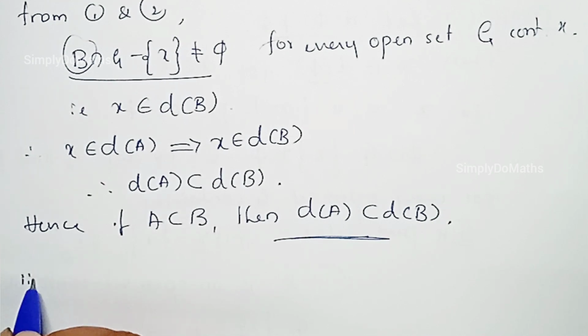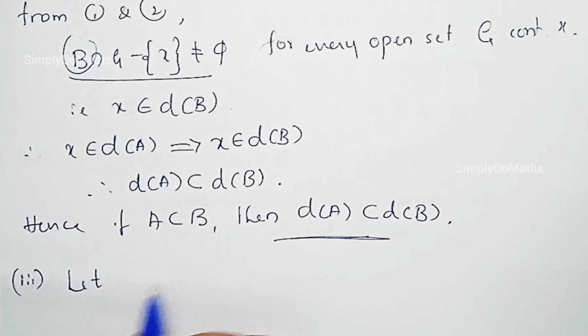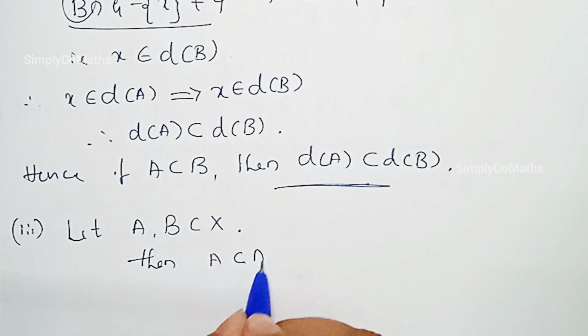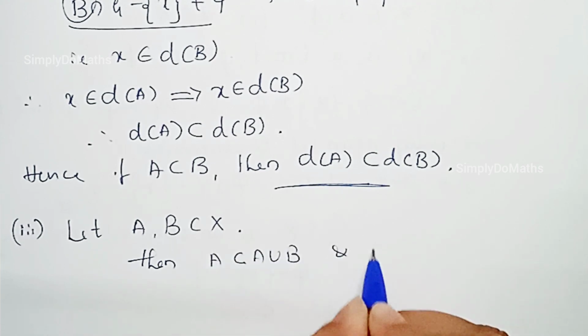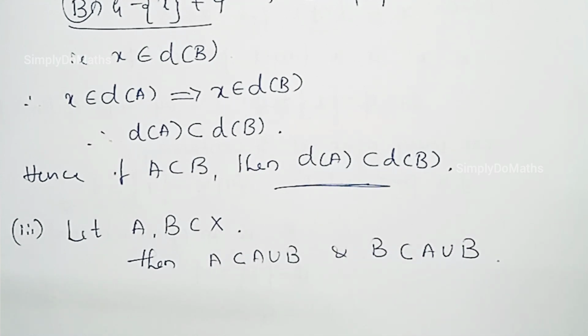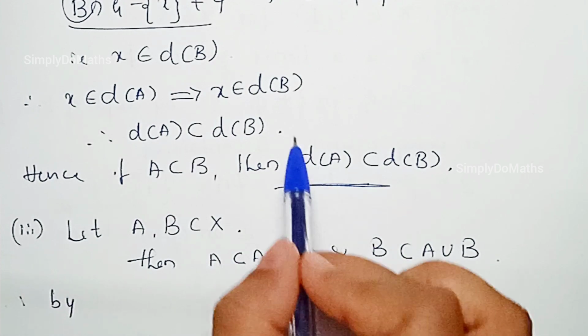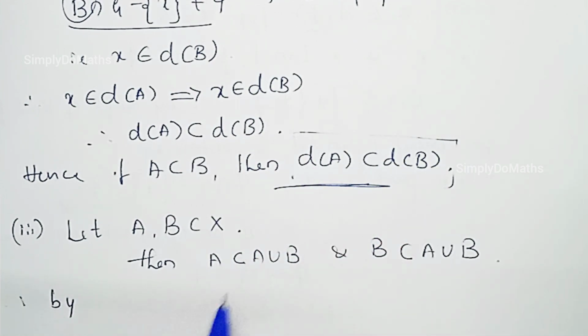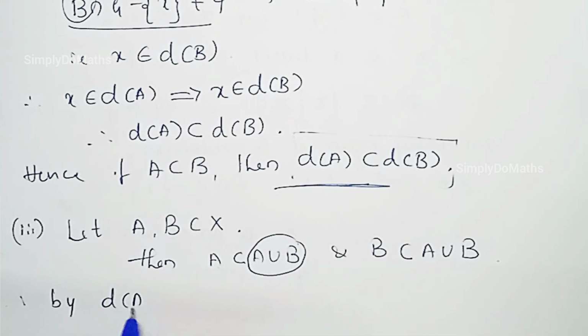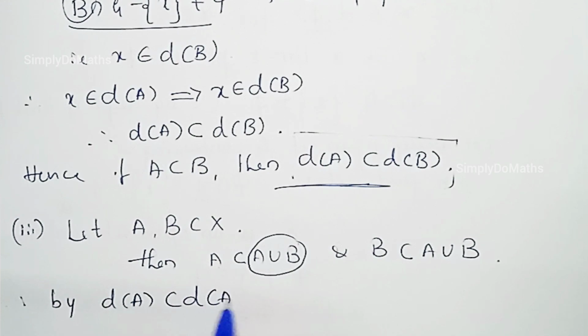Let's move towards the third part. Let us consider any two subsets of X. By this we can write A is a subset of A union B, and B is a subset of A union B, which is always true. Therefore, by the above proven result, we can write A is a subset of A union B, so the derived set of A is a subset of the derived set of A union B.